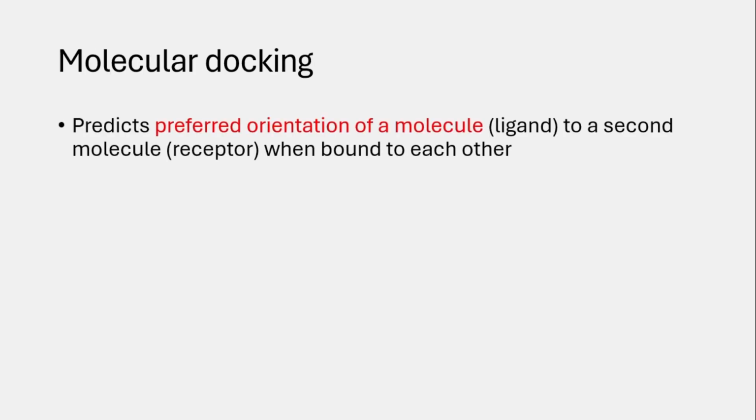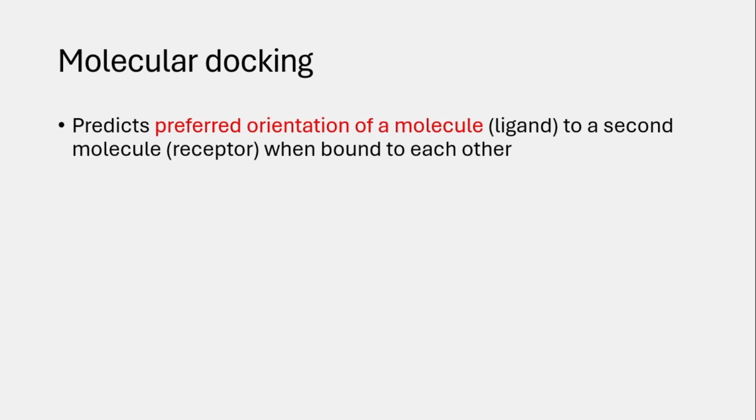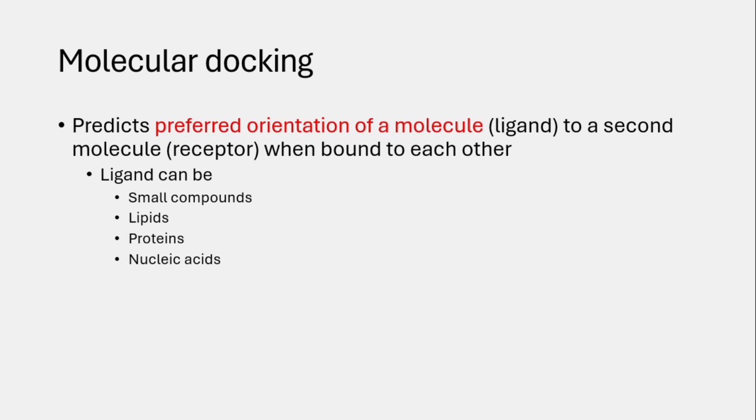So in molecular docking, we are predicting the preferred orientation of a molecule that is called a ligand to a second molecule that we call the receptor when they are bound to each other. When we're talking about the receptor, we tend to mean the protein, but it really depends on what you're looking at. And the ligand is usually the smaller molecule that will bind to the receptor. So a ligand can be small compounds, lipids, proteins, and it can even be nucleic acids.